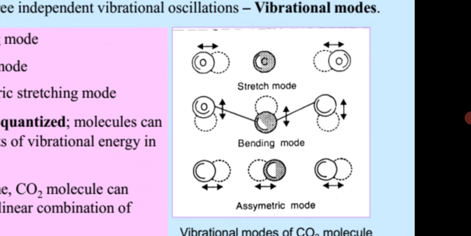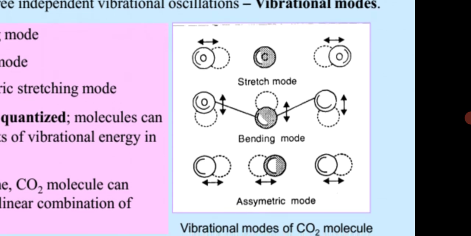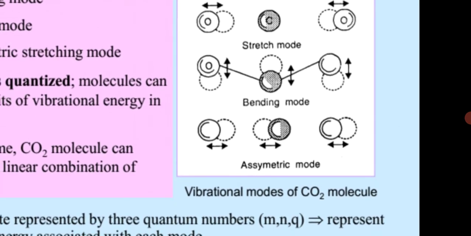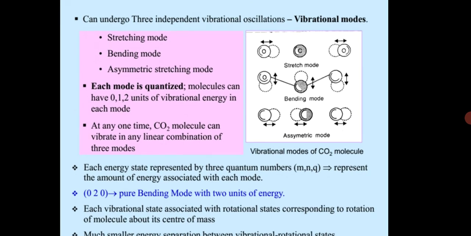In bending mode, carbon oscillates in the upward and downward direction and the oxygen atoms are also bending, just like you are exercising. And in asymmetric mode, at one time the carbon atom is closer to one oxygen atom, and at another time it is closer to the other oxygen atom. Each mode is quantized. Molecules can have 0, 1, 2 units of vibrational energy.